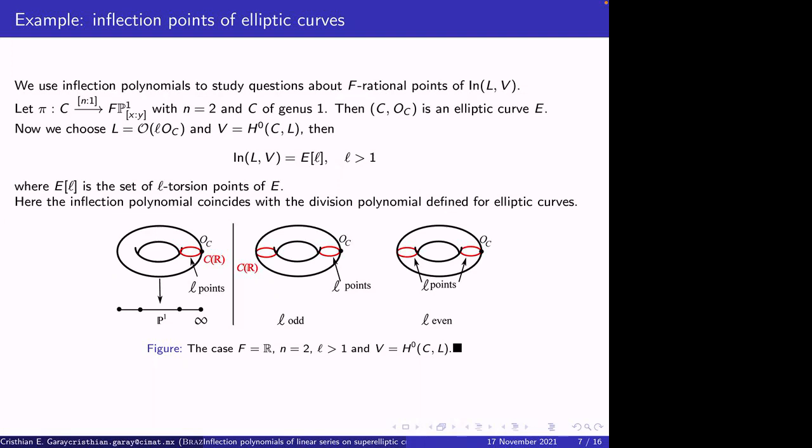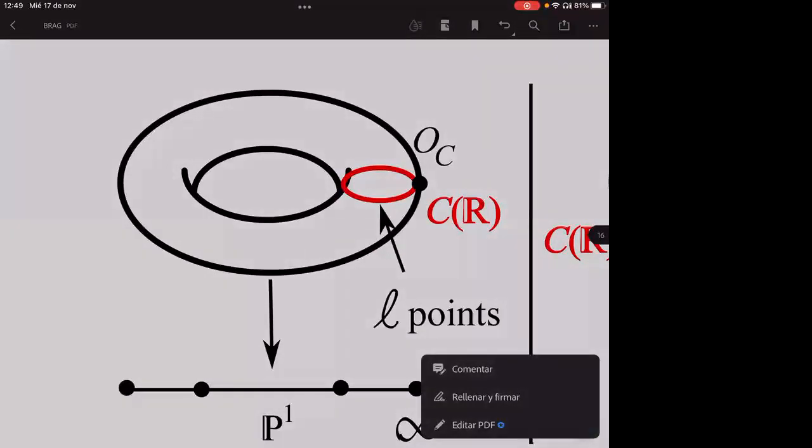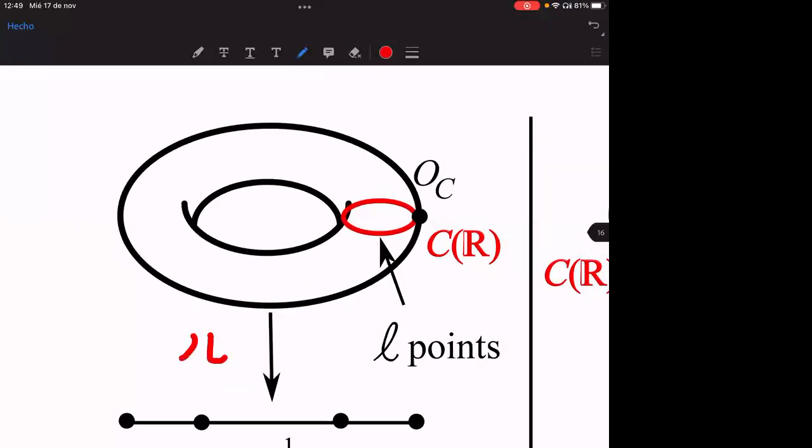As I told you, the case F equal R is particularly interesting. I have two situations. The situation on the left-hand side is when you have one connected component of your real locus. So this is a real elliptic curve. If you have a Weierstrass equation with just one real root, this is going to ramify over just that real root and infinity, and this gives you a connected component. So in this case, I am displaying here also the projection. This is the projection pi, and this is 2 to 1.